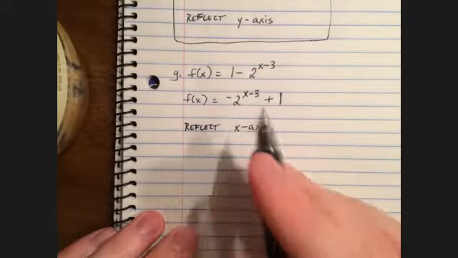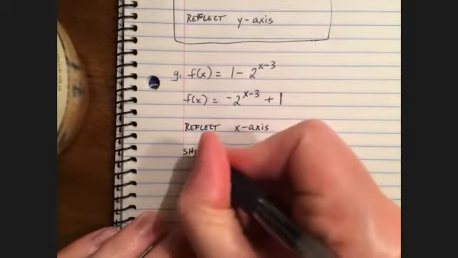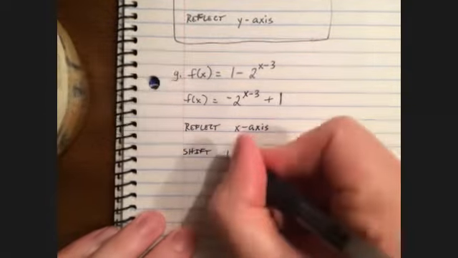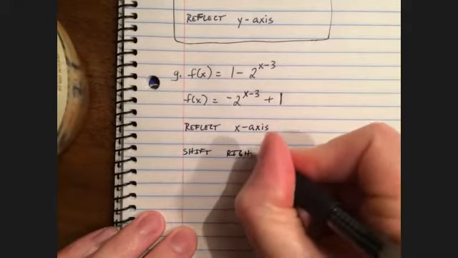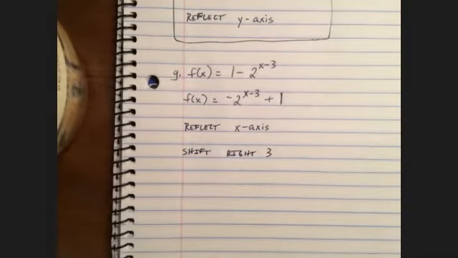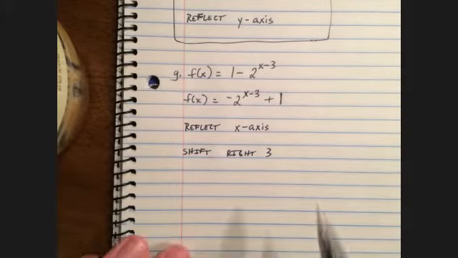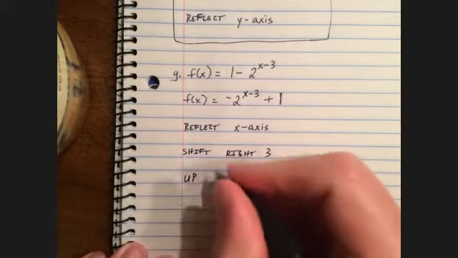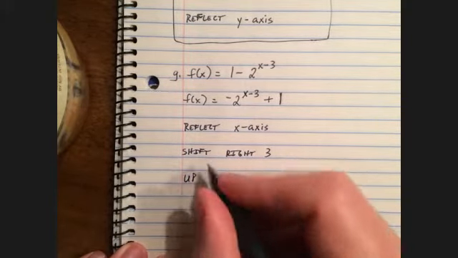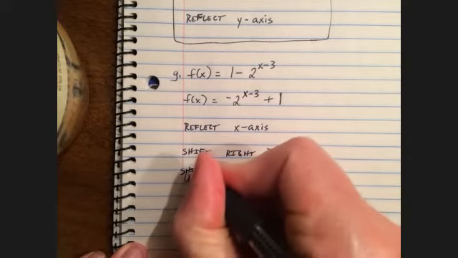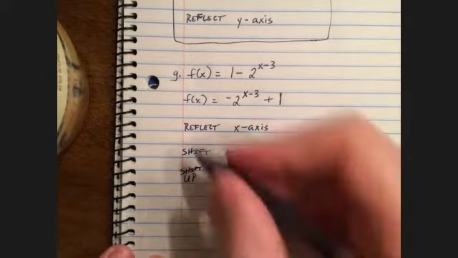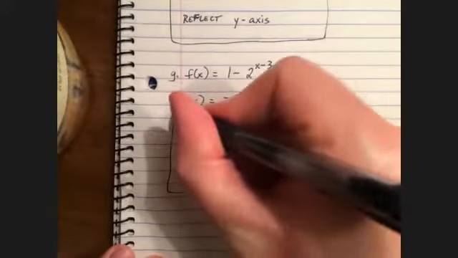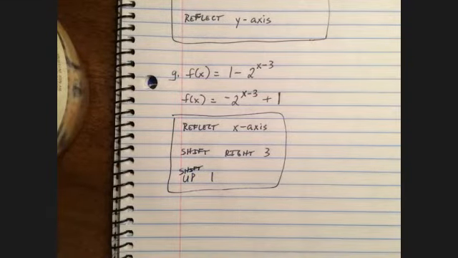The minus 3 is actually going to shift our graph not left, but right, 3 units. And then the plus 1 is going to shift it up. All right, so you can say shift up 1. So there's our 3 transformations for that problem.